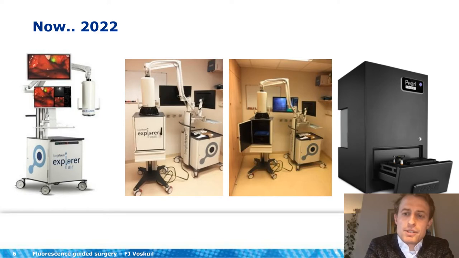And once the tissue is excised, we mostly use the Pearl from the LI-COR, which is developed as a small animal imager, but with some custom made changes. It's very nicely a device to perform fluorescence imaging on the excised tissue specimen. So most of the images you will see are obtained by these devices.